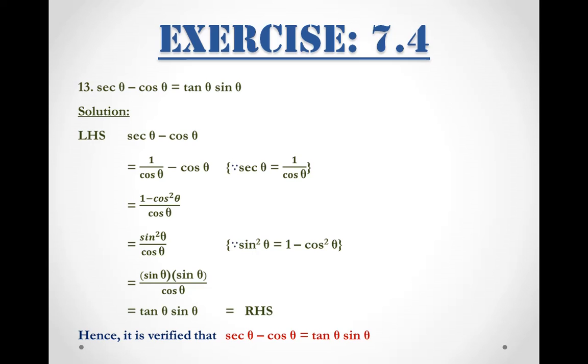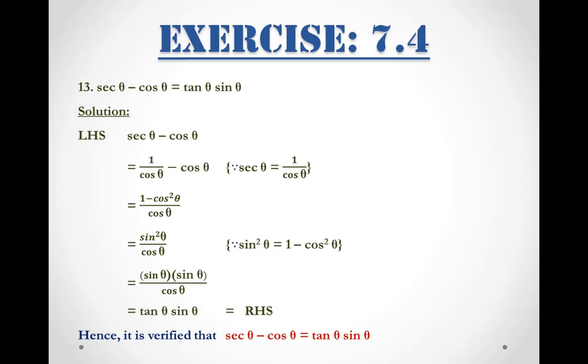As you all know that secant and cosine are reciprocal, so we have in place of secant theta 1 over cos theta minus cos theta. Taking the LCM, it becomes in the next step (1 minus cos square theta) whole over cos theta. As we know that 1 minus cos square theta is equal to sin square theta, so in the next step we have sin square theta over cos theta.